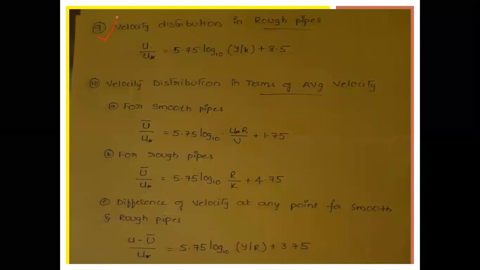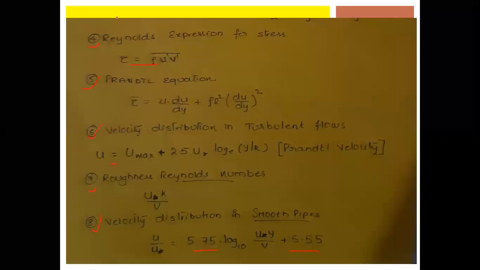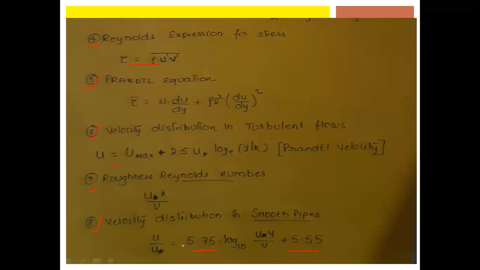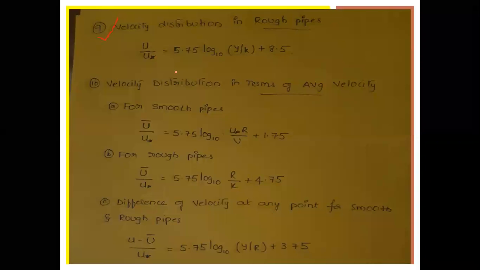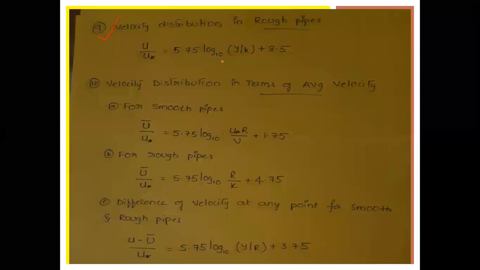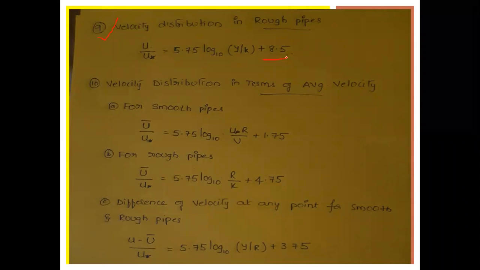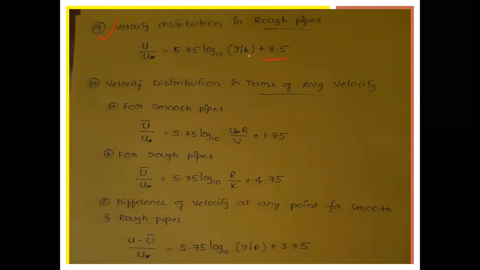Next formula, velocity distribution in the rough pipe. In the smooth pipe, this is the formula. In the rough pipes, the formula changes slightly: U by U star is equals to 5.75 log 10 into y by k plus 8.5. Here we have 5.75 and log 10 y by k plus 8.5, right? Only this constant has changed.